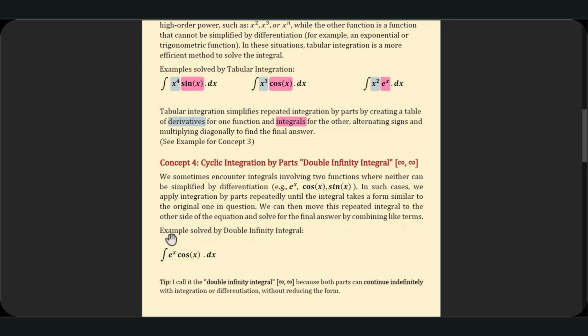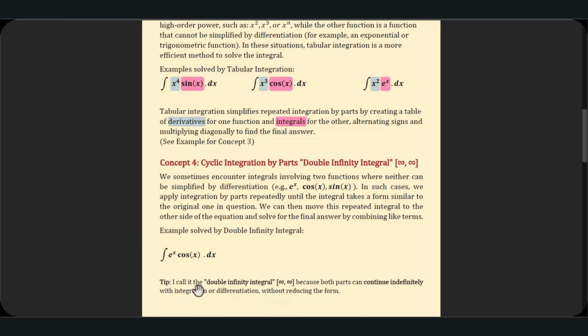So this is an example that is solved by the double infinity integral concept. As you can see, both of these can't be simplified by differentiation or integration. In this case, this is concept 4, and we solve by integration by parts until we find an integral somewhere in the solution that looks like the integral in the question, and then we combine them. We move this term on the right side to the left side and combine it. It might be added basically, and there are going to be two of these terms, and then we divide each side, and this is how we solve these kinds of questions.